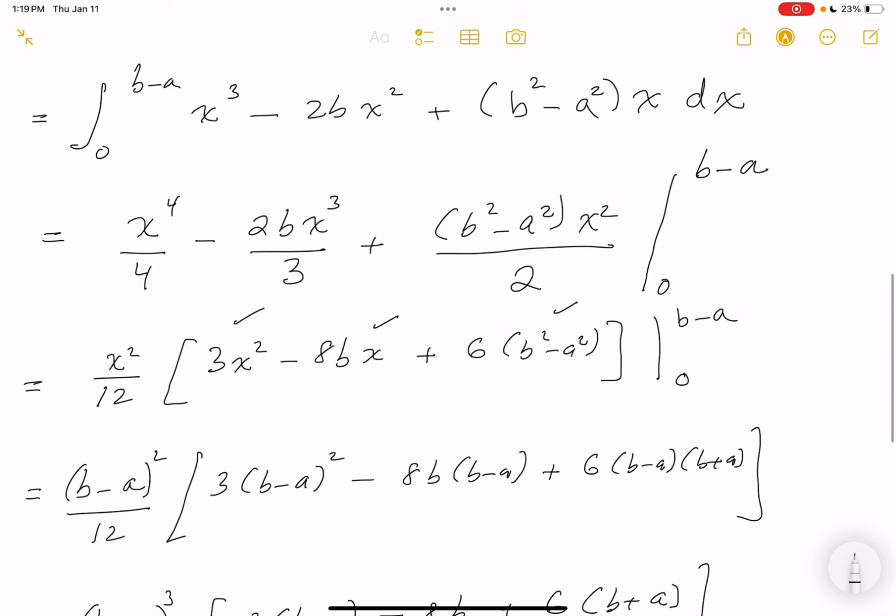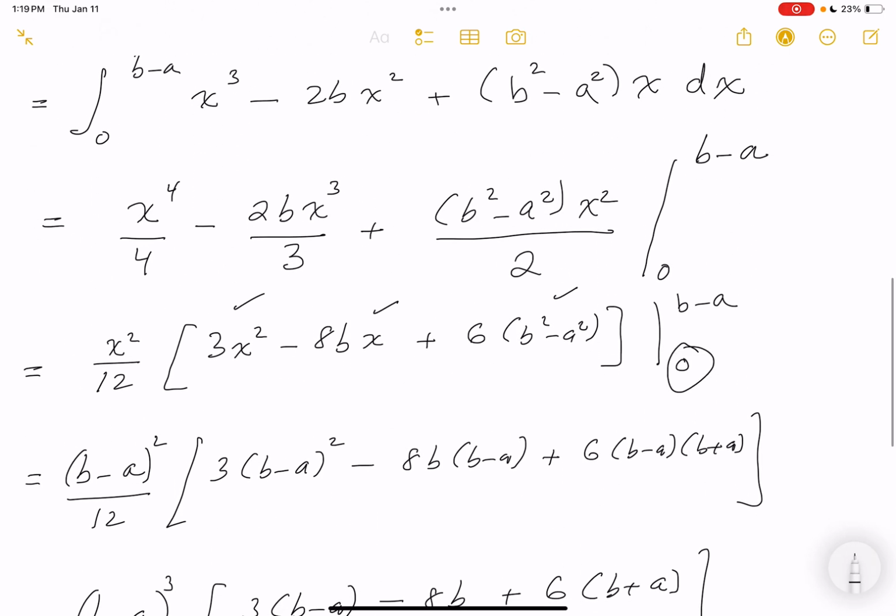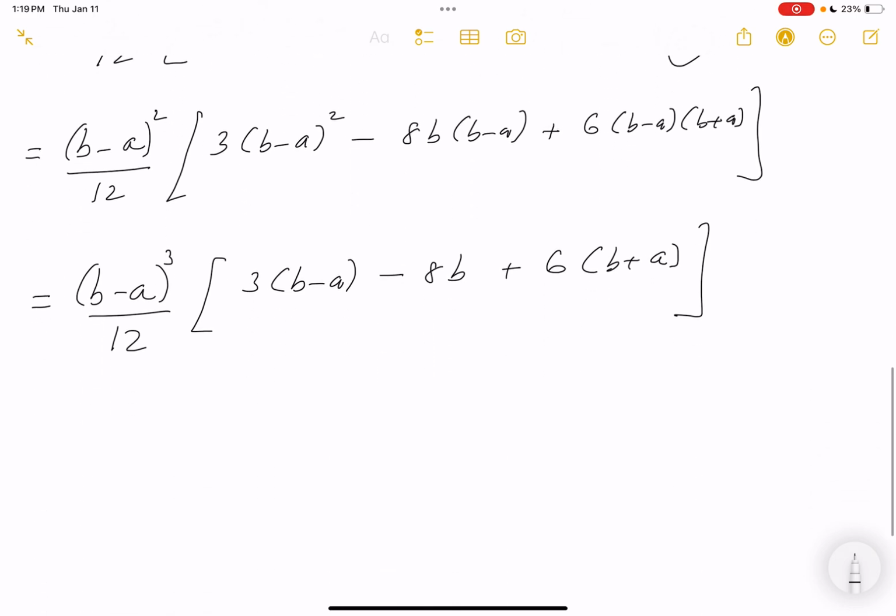I'm going to still massage it. Oh, by the way, you may wonder why I'm not doing a 0. 0 would evaluate to 0 because 0 squared is 0, and 0 times any number is going to be 0. Okay, let's keep moving. What do you get over here?